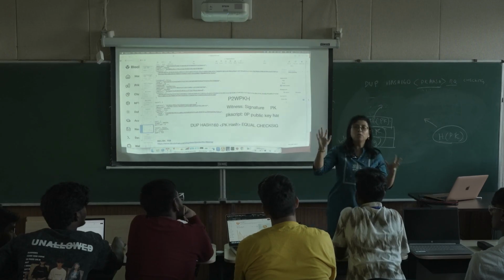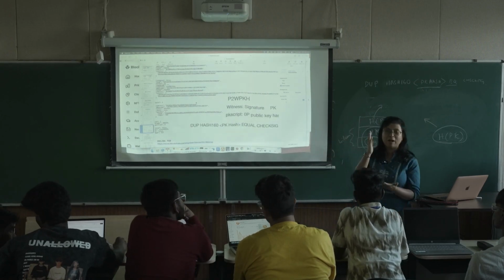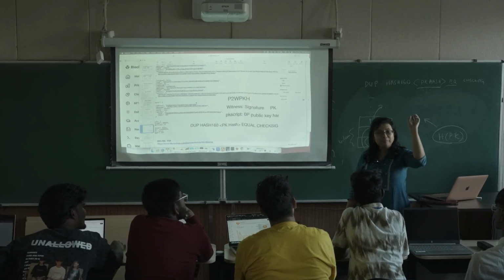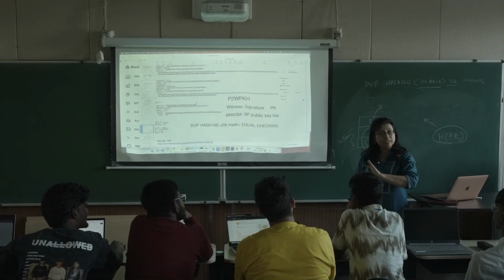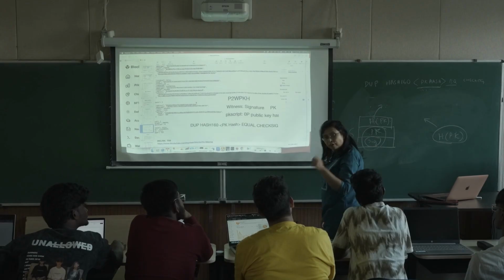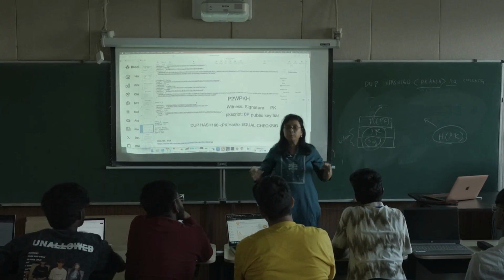No. Okay, good question. This is very important. If you have anything to take back from this workshop, signature, authentication and encryption are not the same. So essentially, encryption is when you want to protect the confidentiality.